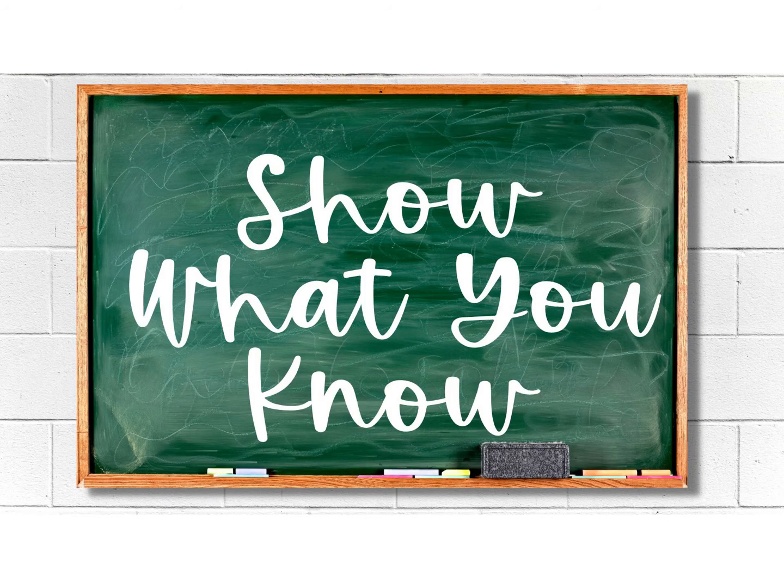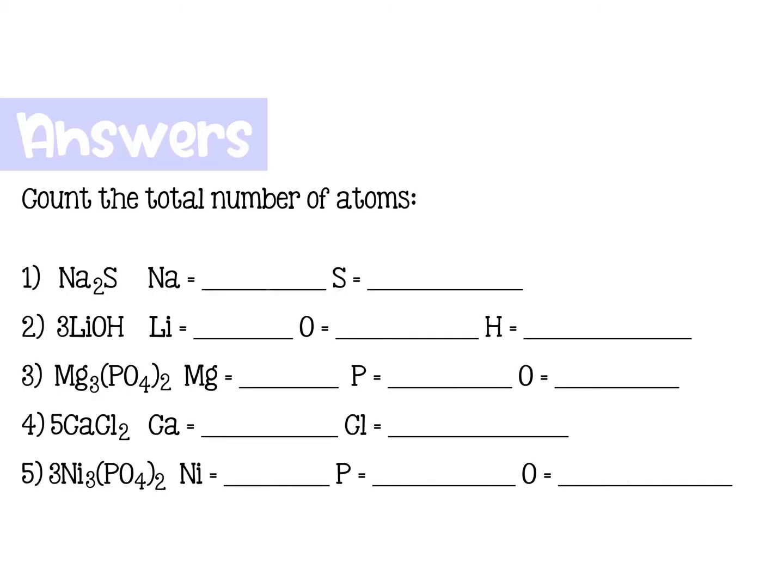Now pause the video and try the show what you know problems. First, let's look at Na2S. The subscript 2 tells us we have 2 sodium atoms. And the sulfur does not have a subscript, so the subscript is 1. Now, let's look at number 2.